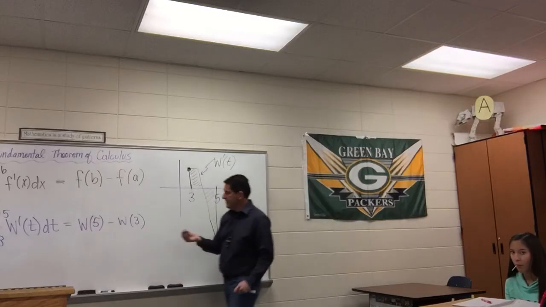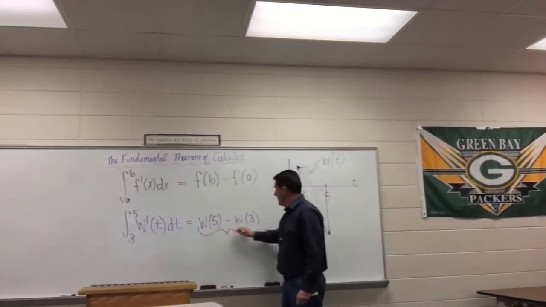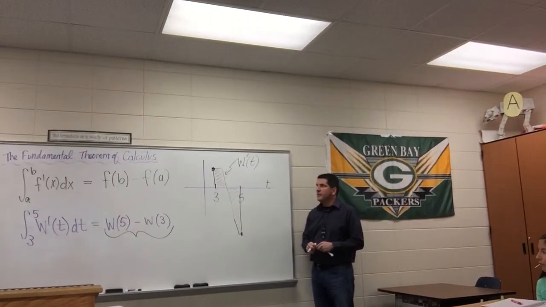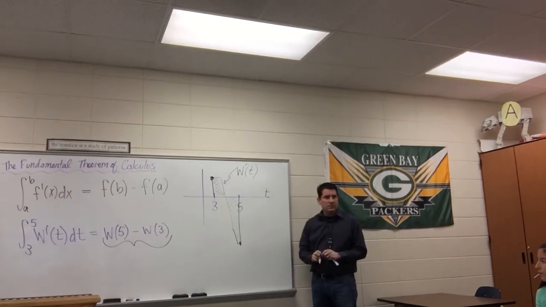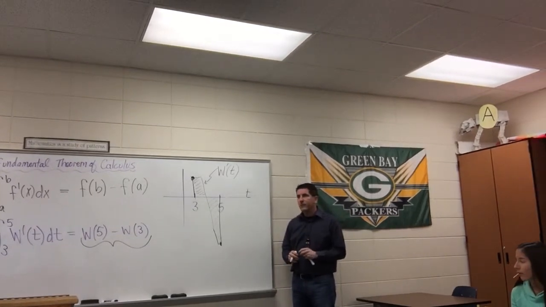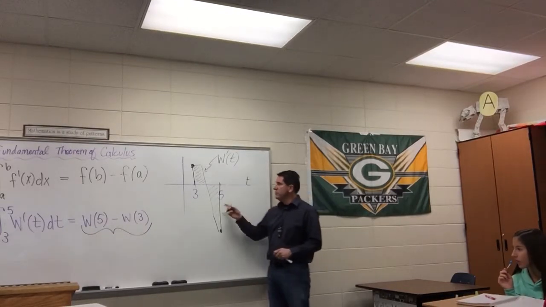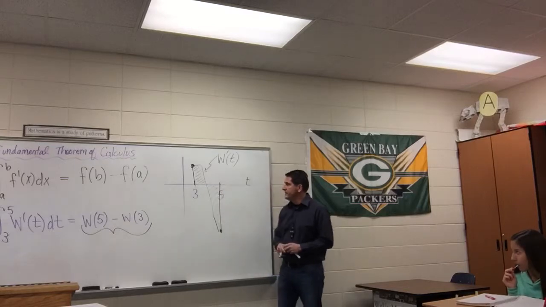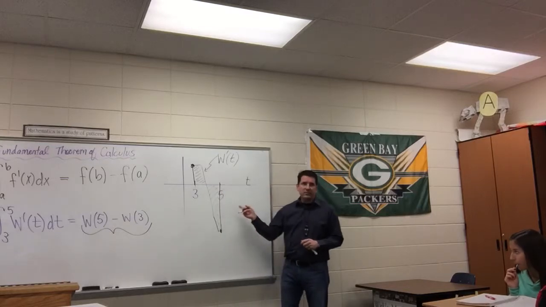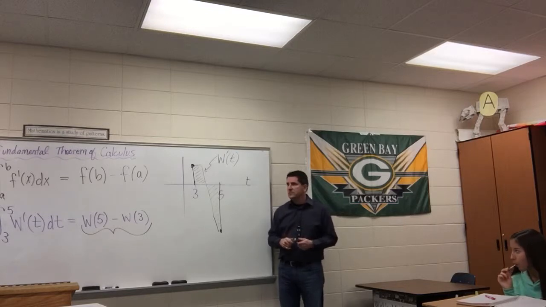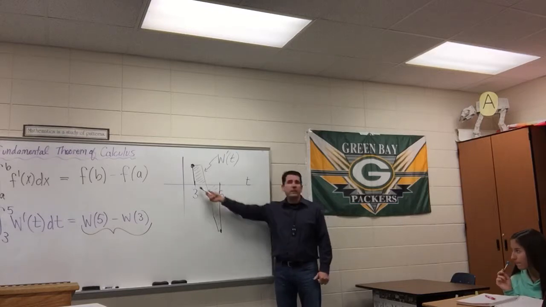If I look at the entire interval from 3 to 5, I'm actually looking at the net change in the w function from 3 to 5. Now stop and think about this. By just looking at these two areas, which section of the area looks bigger? The bottom one does. This looks bigger than this.